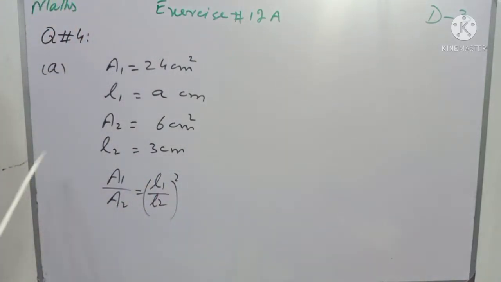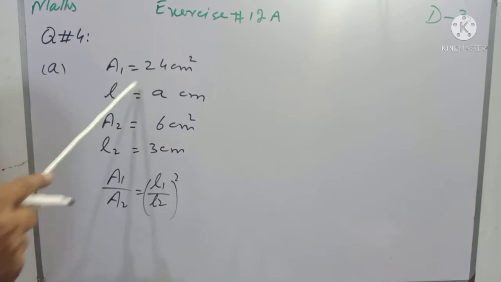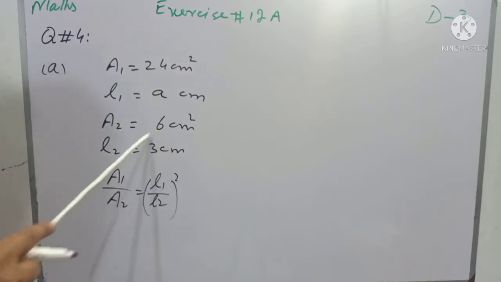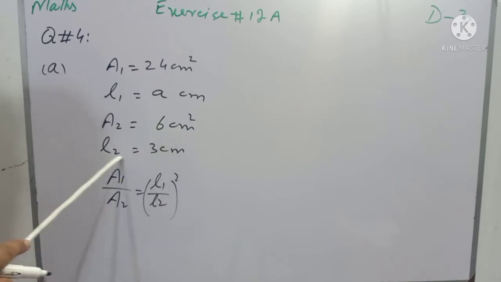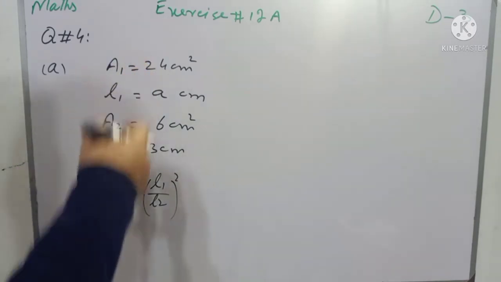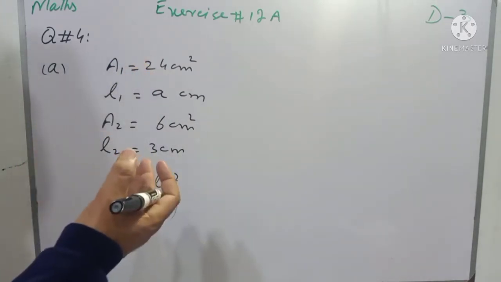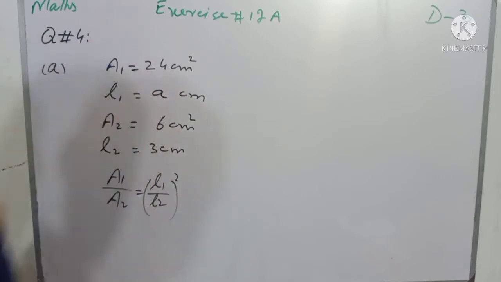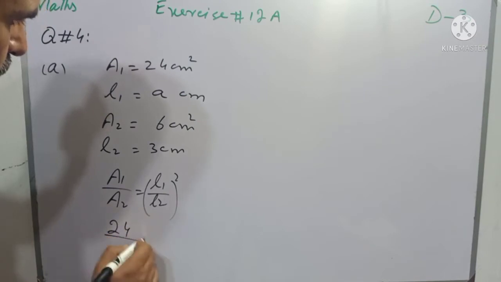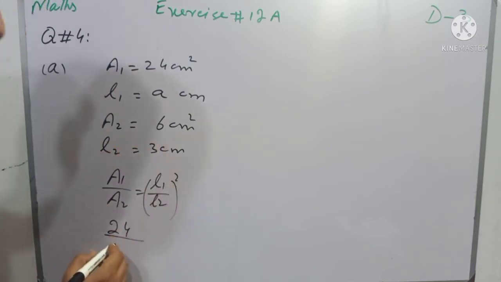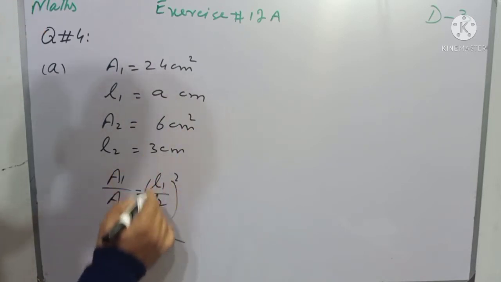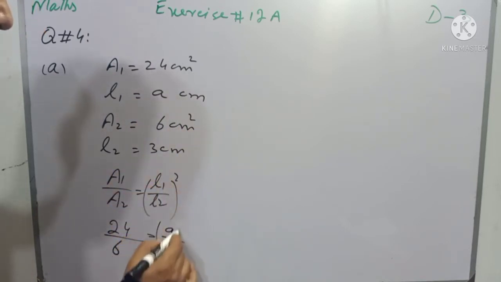The area of the first figure is given, that is 24, and the length we have to find, that is A. The area of the second figure is given, that is 6 centimeter square, and length 2 is also given, that is 3 centimeter. I will not put the units with the values because we know the length will be in centimeter, and we have to find the value of A. So A1 is 24, A2 is 6, is equal to length 1, which is A, over length 2, which is 3, whole square.